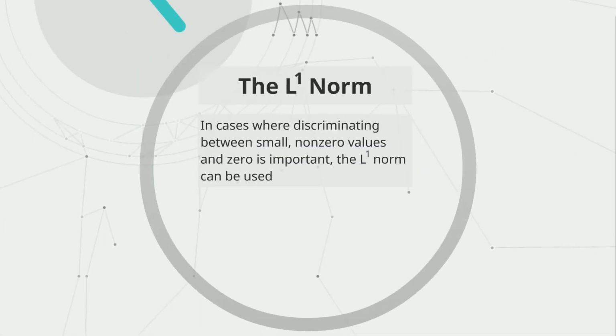In cases where discriminating between small non-zero values and zero is going to be important, the L1 norm comes in extremely useful. The L2 norm that we just looked at is not going to increase significantly right around the origin because we are taking a square of each of those elements. In the L1 norm, we just get the summation of all of the individual elements. As a result, this is going to increase linearly right around the origin.